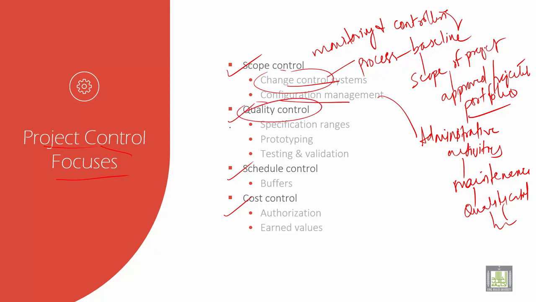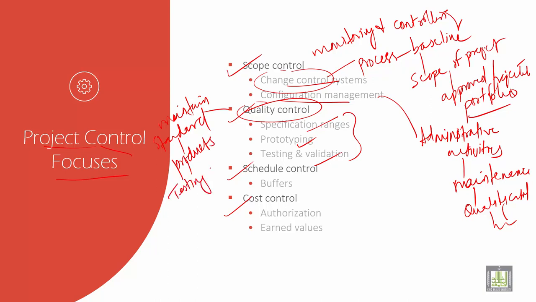Quality control is a very important factor. We have three things: specification ranges, prototyping, testing and validation. Quality control is to maintain the standards of the products by testing a sample against the specification. It should match the specification to find whether it's up to the mark. It is product oriented, and it focuses on defect identification.